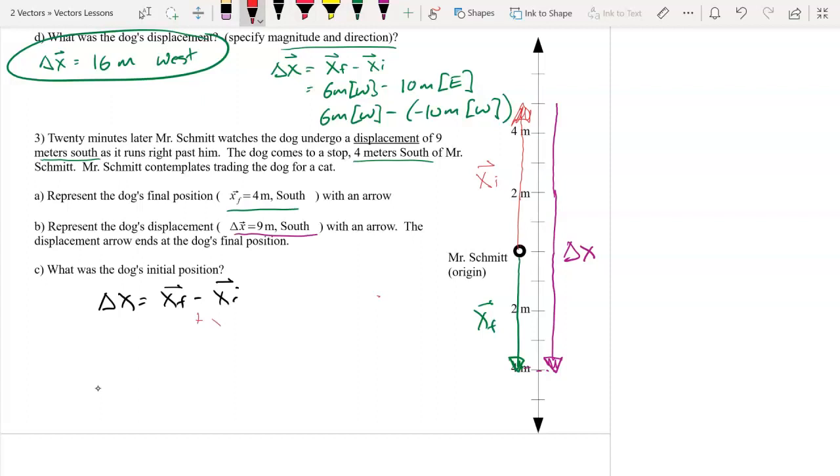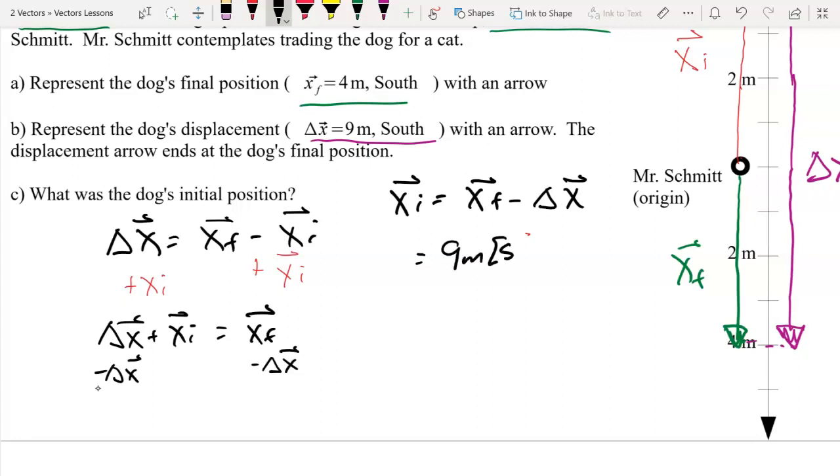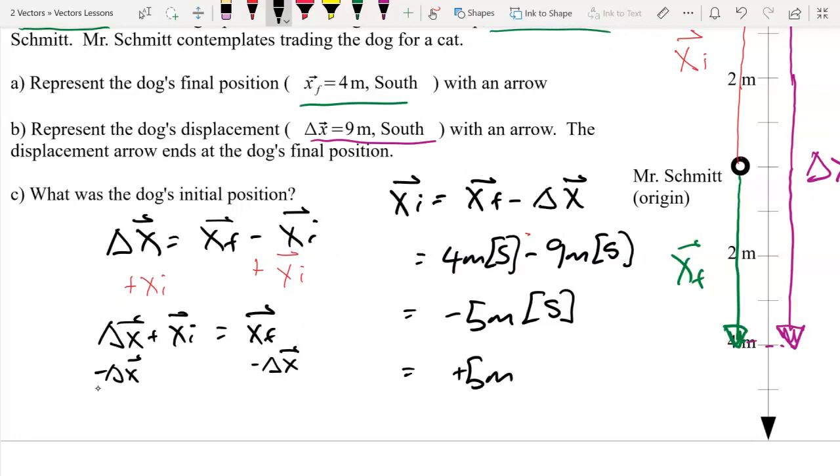We can rearrange this by adding x initial to both sides, so we get delta x plus x initial equals x final, and then we can subtract delta x from both sides, and we get x initial equals x final minus delta x. And now we can put the numbers in there. Sorry, 9 meters south is delta x. We have x final is 4 meters south minus 9 meters south, the displacement, and that gives us negative 5 meters south or positive 5 meters north.